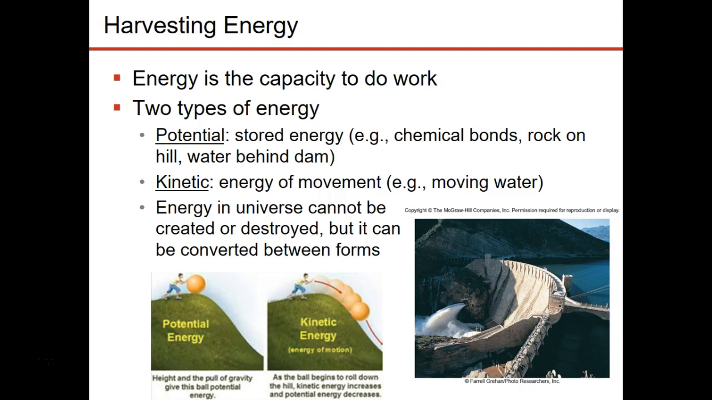Kinetic energy is the energy of movement. So here we have a ball on top of a hill. It's not moving. That's potential energy. Once we push it down, it's kinetic energy. So we're constantly converting energy from one form to another, but we can't produce new energy. So all the energy that's in the universe is in the universe. We can't form new energy. We can't destroy the energy, but we can convert it from one form to another. And that's what we always do.